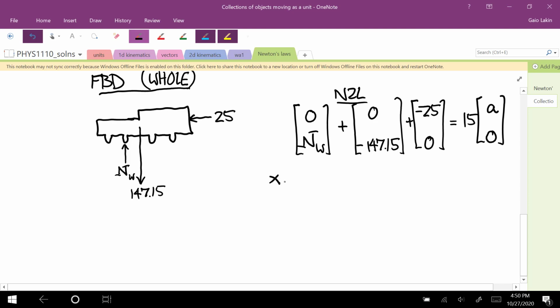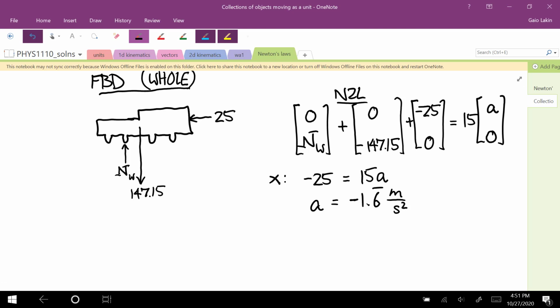Okay, so the x component of this equation says negative 25 is equal to 15a. And so a is equal to 1.6 repeating meters per second squared. I forgot the negative. Negative 1.6 repeating meters per second squared. And then if we wanted that normal force, we could use the y equation. There's nothing that we're asked for in this problem where that's going to come up, but we know it from this.